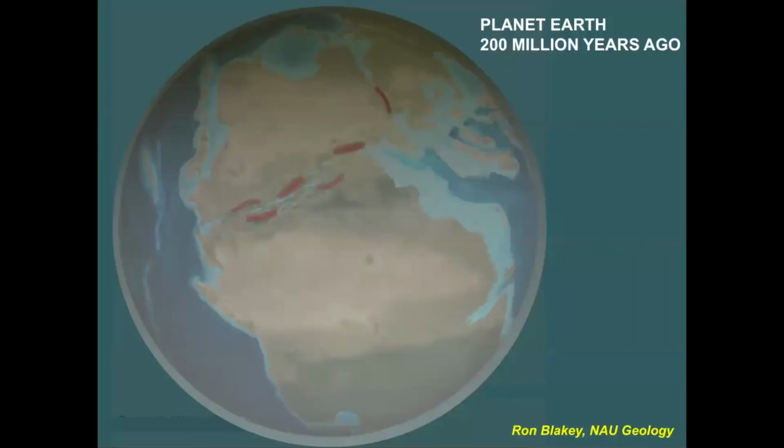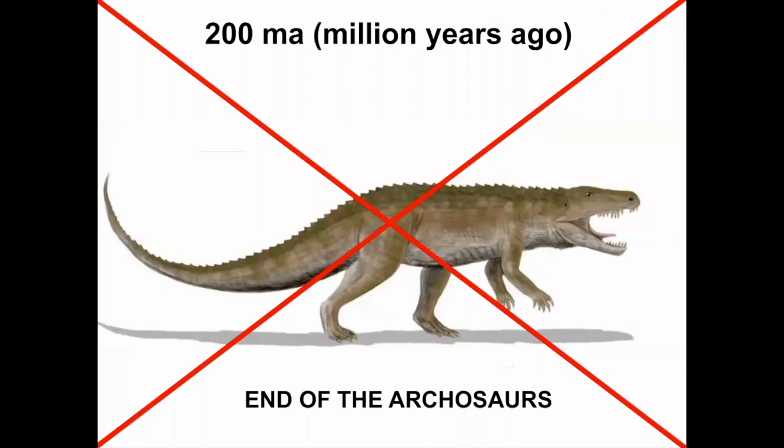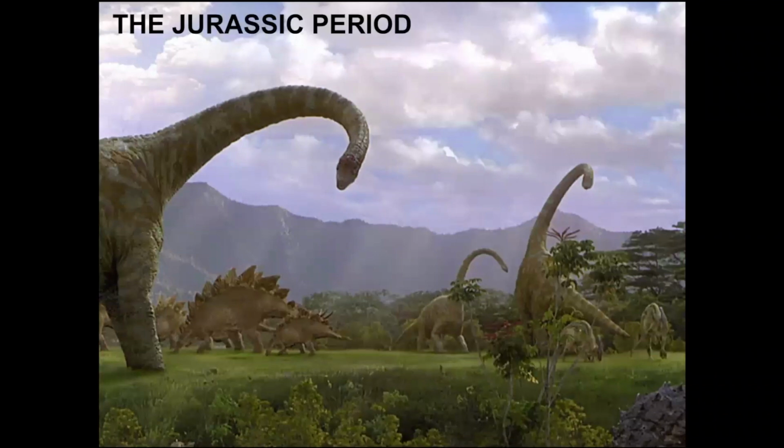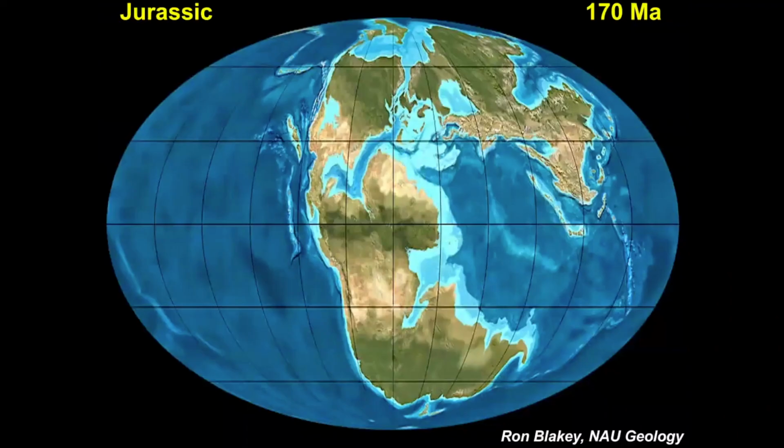It was a big event. Again, clouding the earth and ending the rule of the Archosaurs. But the dinosaurs survived, as did the mammals. And we enter the Jurassic, undoubtedly the best known of all the geological periods because of the book and movies. It was a very clement time. The dinosaurs ruled the earth.